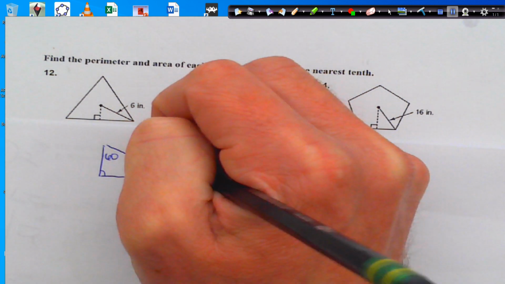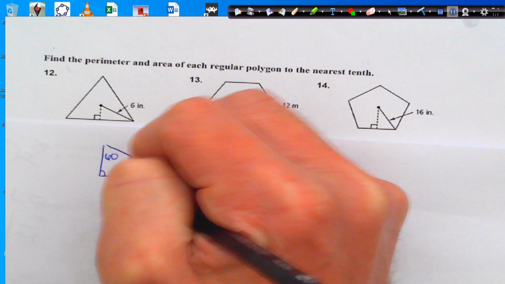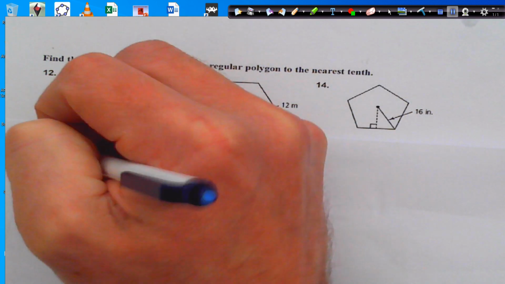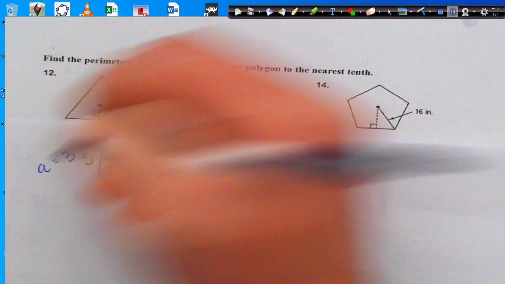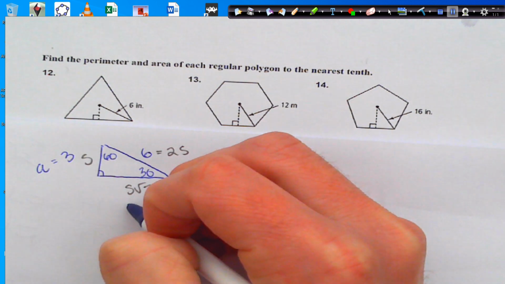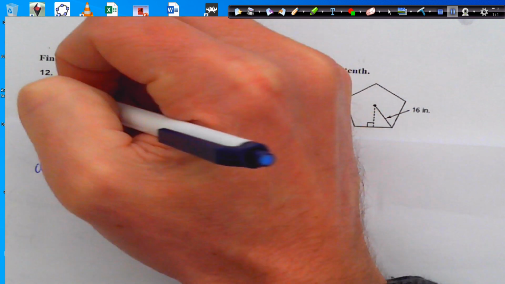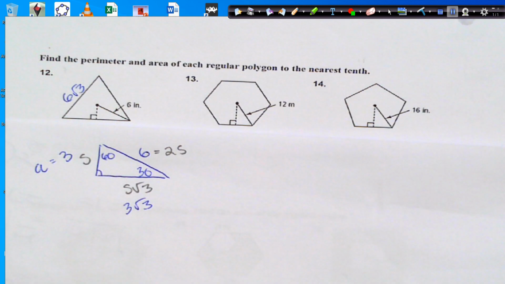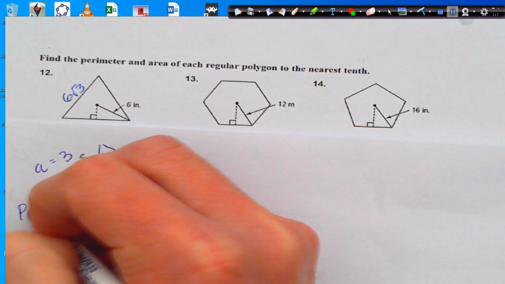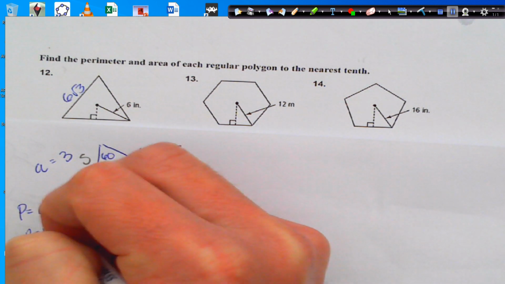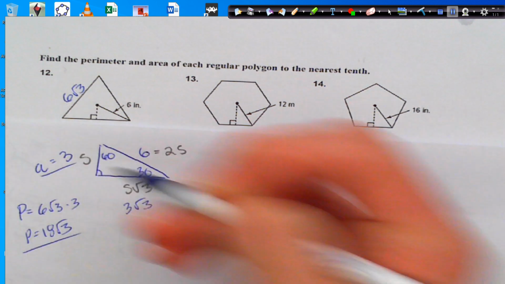So this is in my 2s position, my s rad 3, and this is s. So s is going to be 3 over here, which is my apothem. And then this is going to be 3 rad 3. Remember, that's only half of the triangle, so the whole side is 6 rad 3. So to find the perimeter, we got to do 6 rad 3 times 3, which is going to be 18 rad 3. So we have our two numbers.